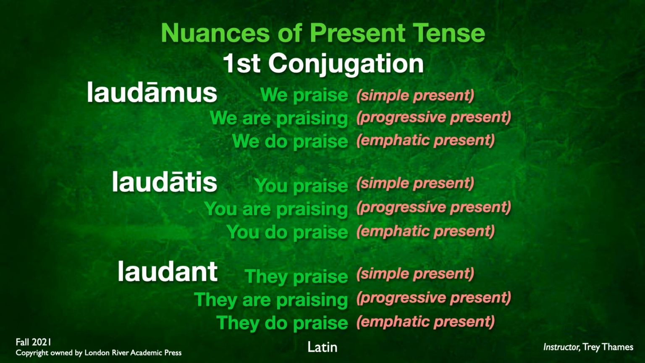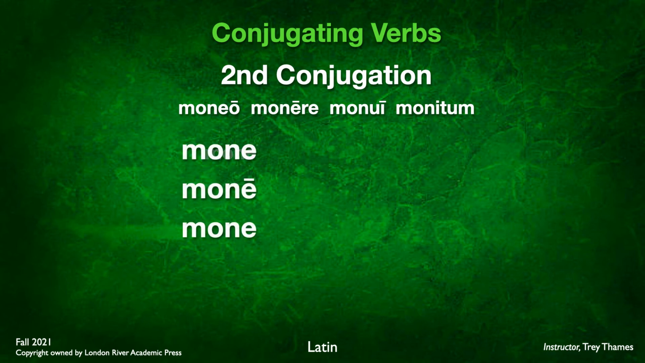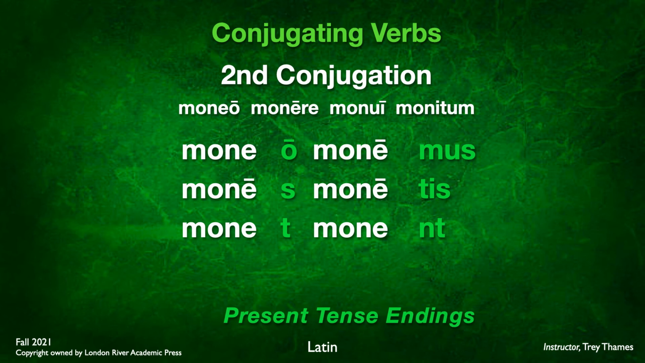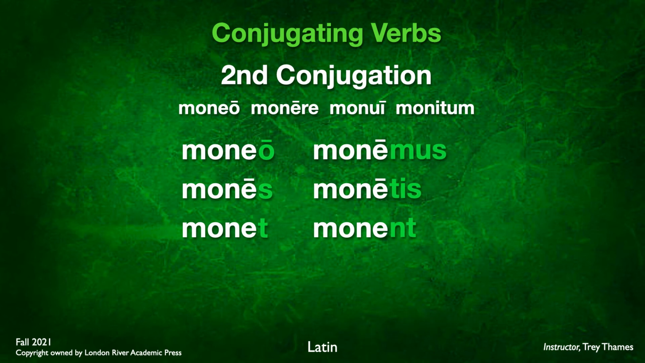But in this chapter, we're looking at both first conjugation and second conjugation. Our paradigm verb was moneo, monere, monui, monitum. And there's the stem. You drop the RE, and that gives us mone as the stem. We add our endings, o, s, t, mus, tis, nt. And unlike laudo, that vowel does not drop off here in second conjugation. It actually stays in first person singular. So it's moneo, mones, monet, monemus, monetis, monent.